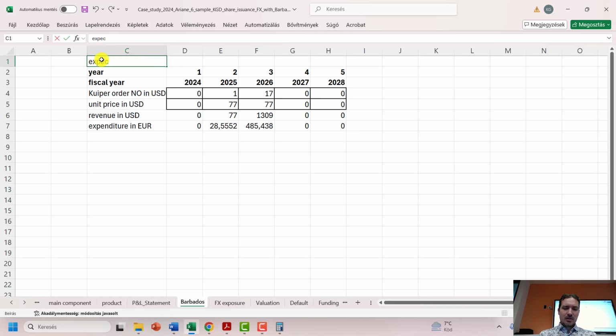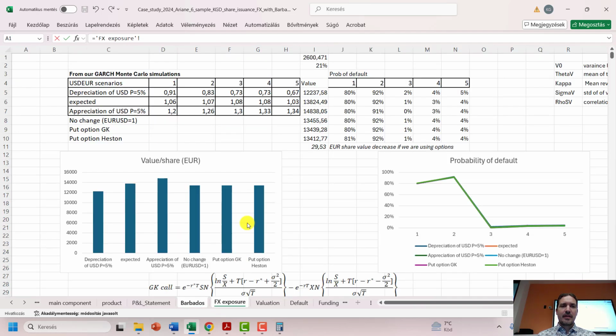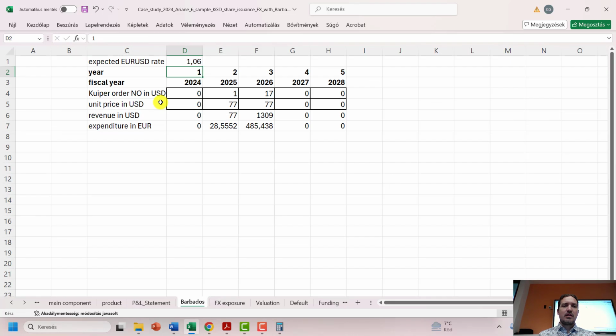So we are already buying the options for the existing things. Okay, so expected exchange rate. And then we have to multiply. Okay, so these are all our expenditures.